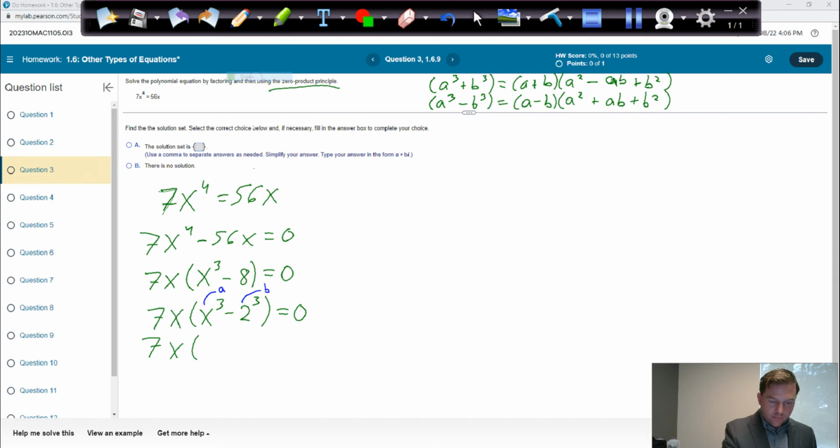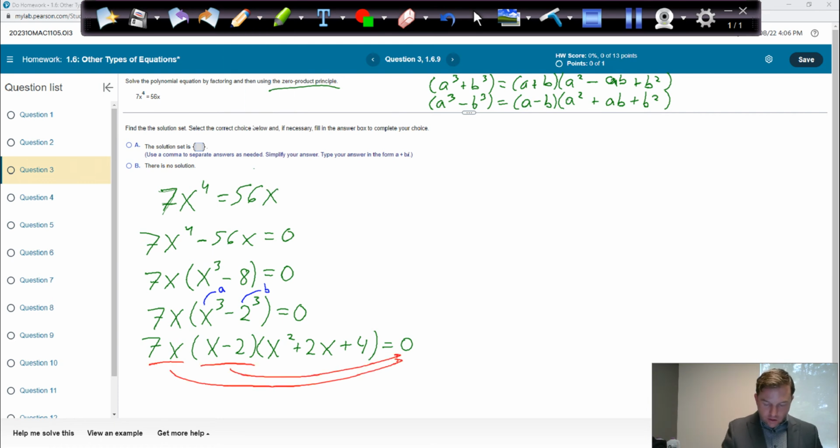So we're going to get x minus 2, so a minus b. A squared would be x squared, plus ab would be plus 2 times x, so we'll write 2x. And then plus b squared, b is 2, so 2 squared would be 4. All this is equal to 0. And now we can get 2 answers right away. We're going to set this equal to 0, set this one equal to 0, and then the third and fourth answers are a little harder to get. We're going to set this whole bubble equal to 0.